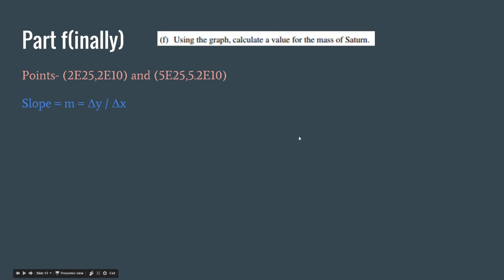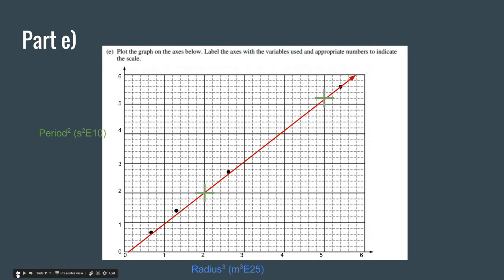For the next part, part F. Alright, part F asks us to use our graph and calculate a value for the mass of Saturn. Now you might see this problem and think, holy, how am I going to calculate a value for the mass of Saturn just by using the slope? The common way some students might think of is, oh, the slope just equals the mass because reasons. And that is going to be wrong.